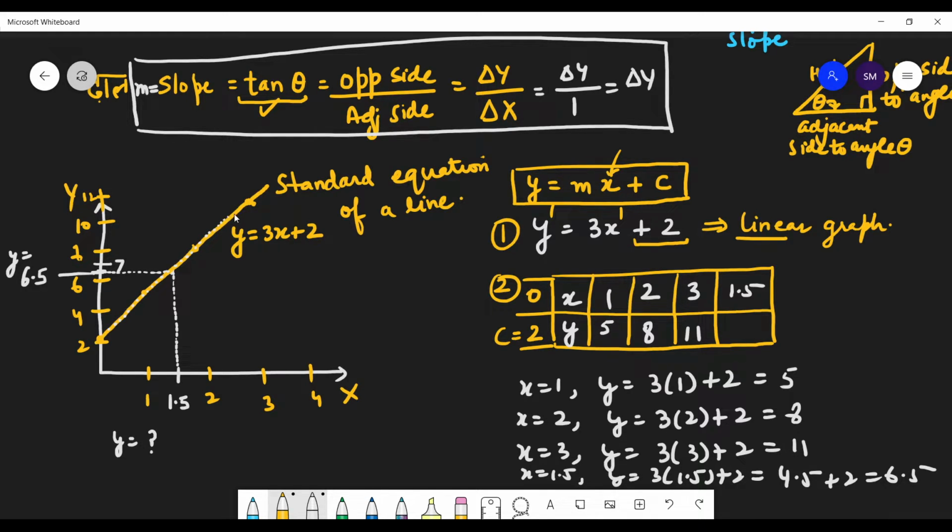So students, there are infinite points on this graph, and all the points which satisfy this equation will lie on this graph. Is this clear? So how many points lie on this graph? Infinite points. So a line comprises infinite points.